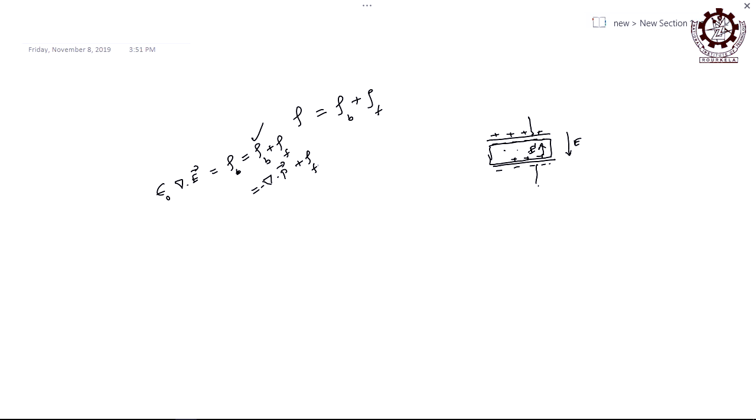So now how can you write this expression? If you take this to the other side, how will you write that? What is your P?